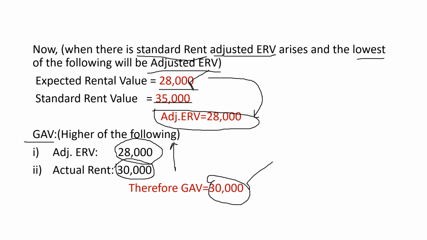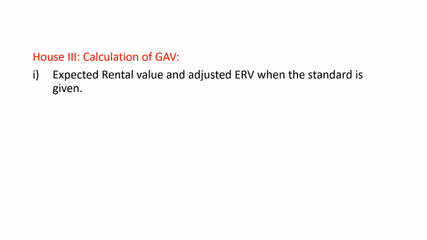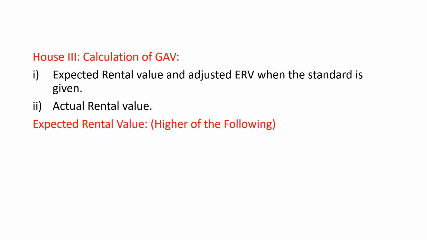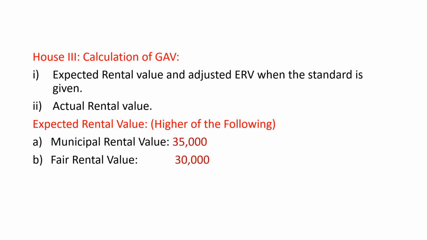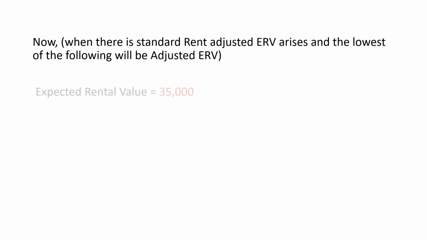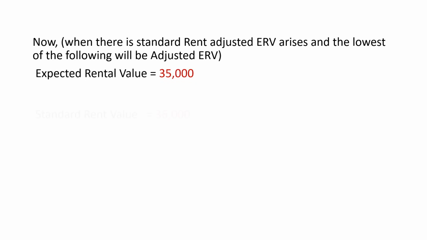And next we'll see house number 3, calculation of GAV. Expected rental value as well as adjusted ERV needs to be calculated here also. Then actual rental value, then expected rental value. Higher of the two things, you will be considering it as expected rental value. So therefore ERV is to be taken as 35,000 because higher of these two things will be considered as expected rental value. Next, here also standard rent is given.